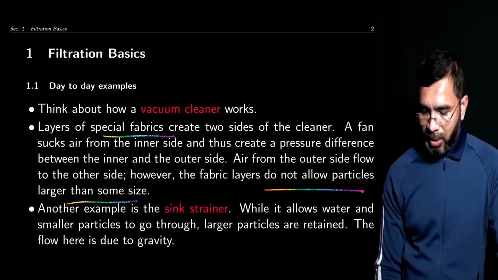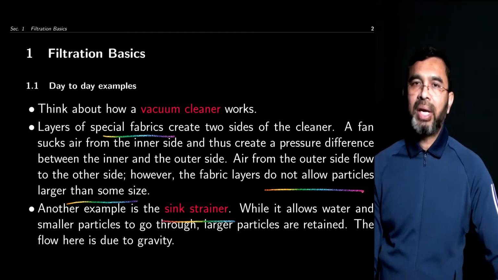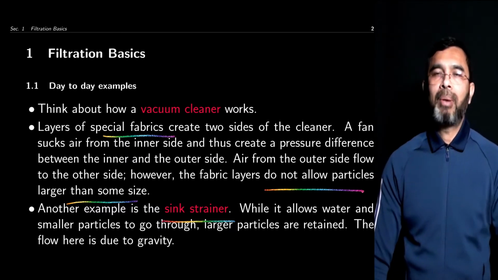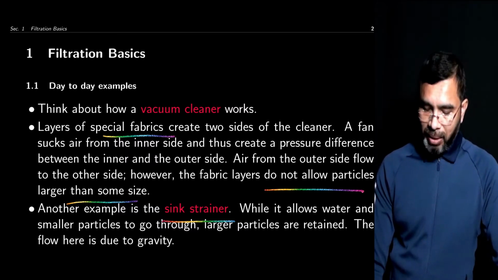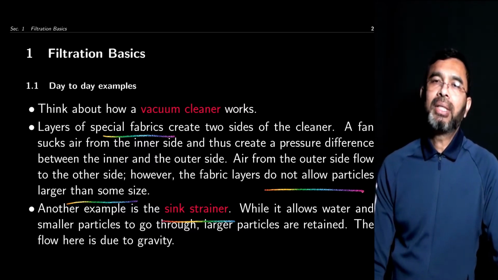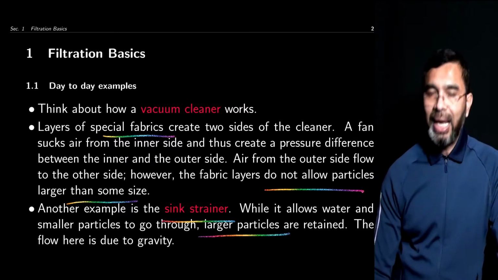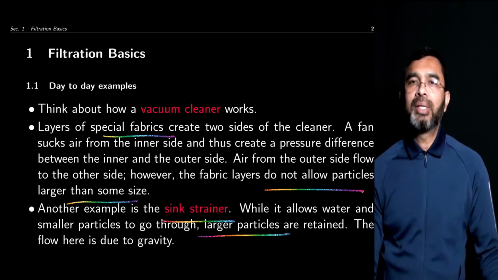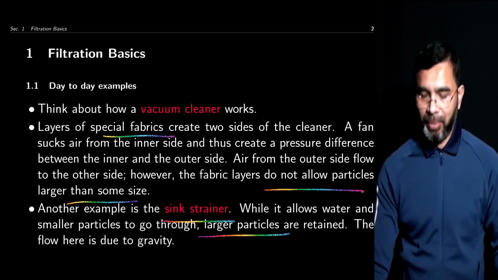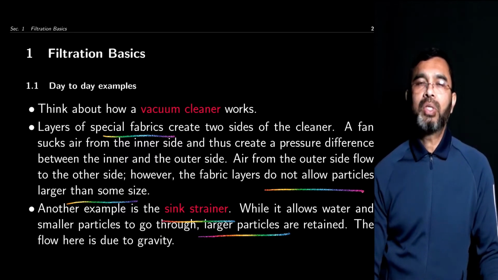Another example is what is called the sink strainer. If you look at your sink strainer, there is a screen at the bottom, and on top of that you see materials start collecting, and after some time those materials work as a filter to remove other materials. So the strainer retains particles larger than some size. Now in the sink strainer, the flow is due to gravity. In the vacuum cleaner, the flow is due to the pressure difference between the two sides.